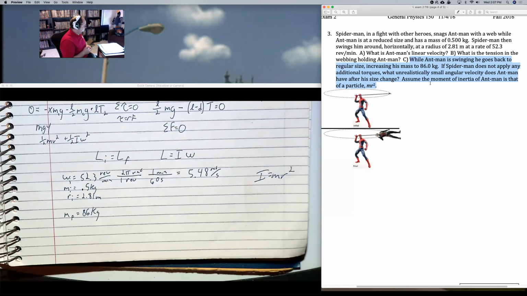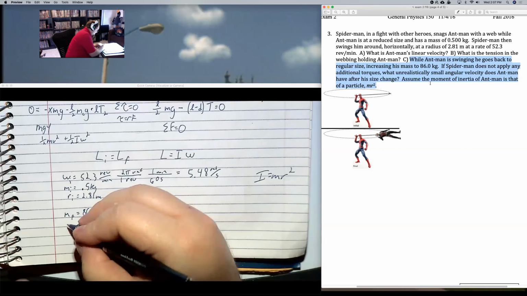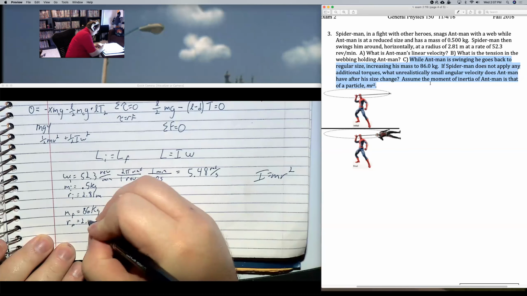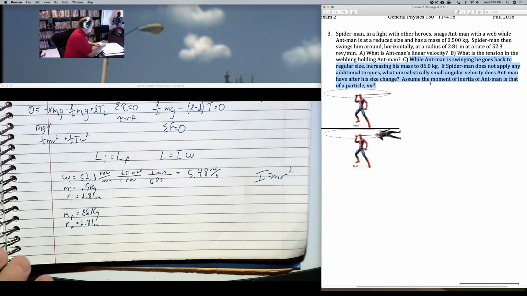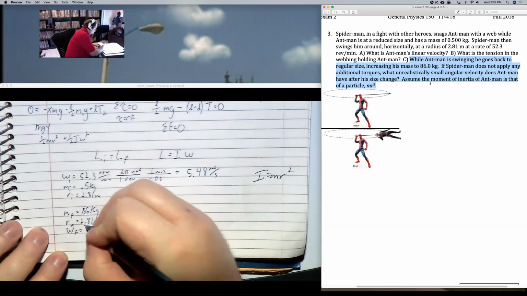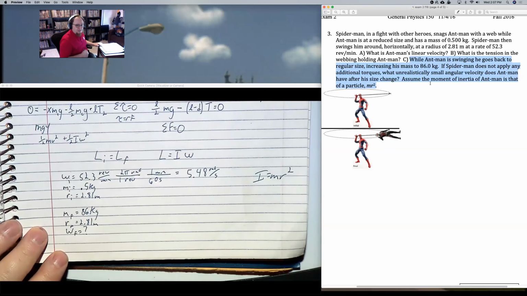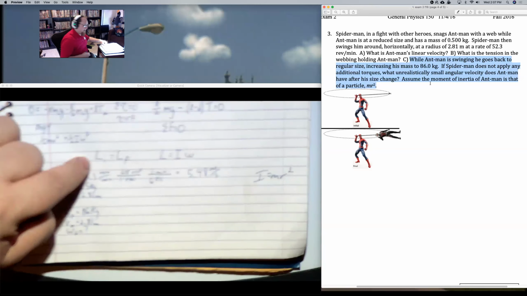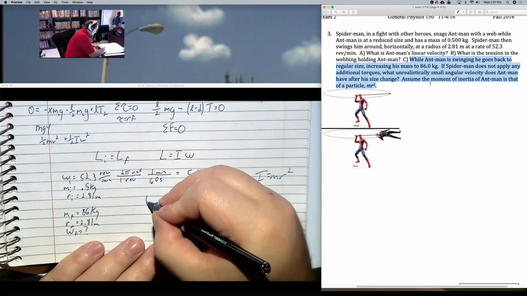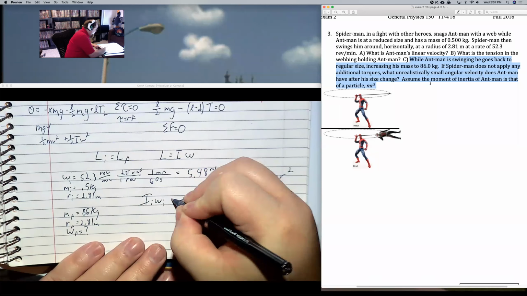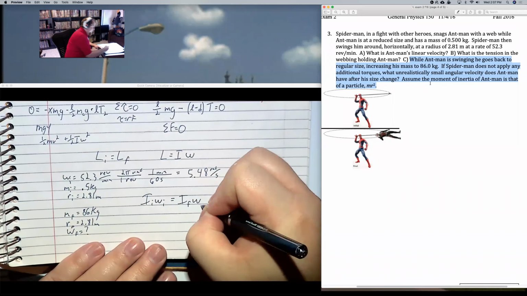Now, on this problem, it doesn't mention a change in radius. And if it doesn't mention a change in radius, we can probably assume the radius is the same. But what we have is he's changing mass. And due to the change in mass, what's the new angular velocity? All I'm going to say is that initial angular momentum equals final angular momentum. Or plugging in other things, that I initial omega initial equals I final omega final.